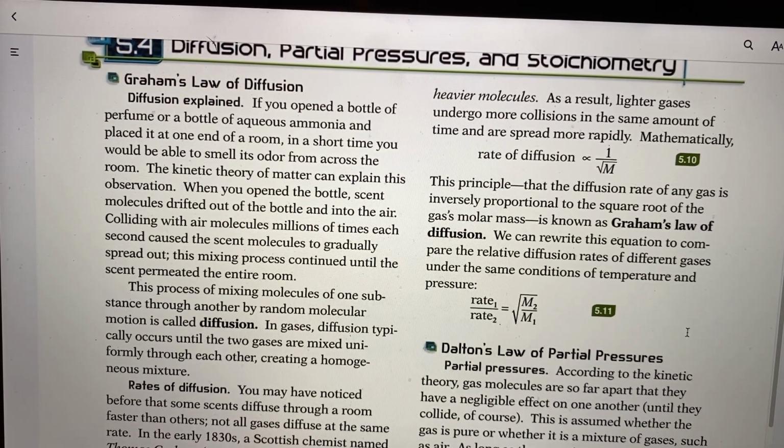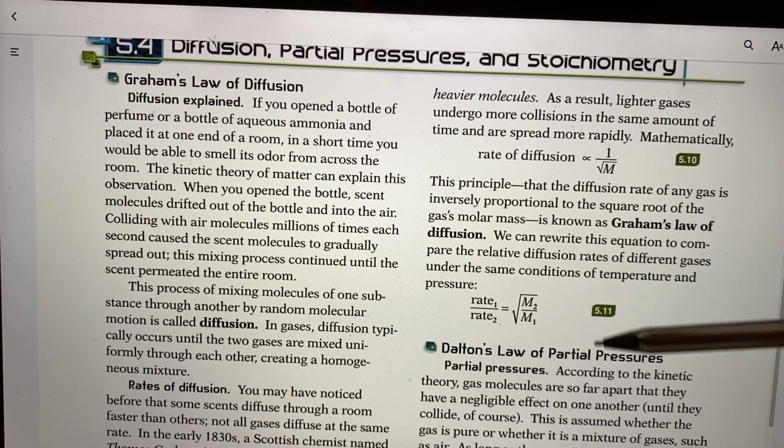The kinetic theory of matter here states lighter molecules diffuse more rapidly because they are moving faster at any given temperature than heavier molecules. The lighter gases undergo more collisions in the same amount of time and spread faster. So that's what we did. So here we have the rate.